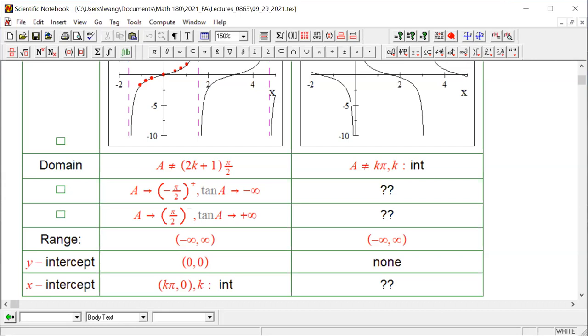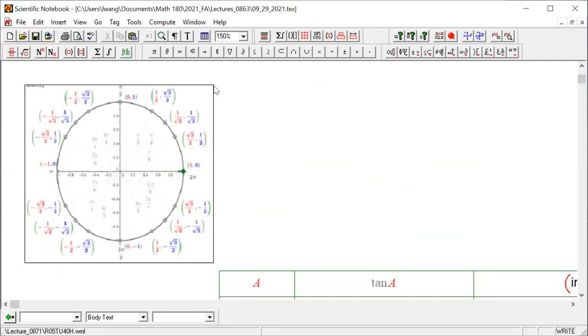So I will catch up with you tomorrow. Tomorrow I'll spend some time on the making of the unit circle chart. And then we're going to do a bunch of other things, because tomorrow we have a 2-hour lecture. But anyway, I will see you guys tomorrow.